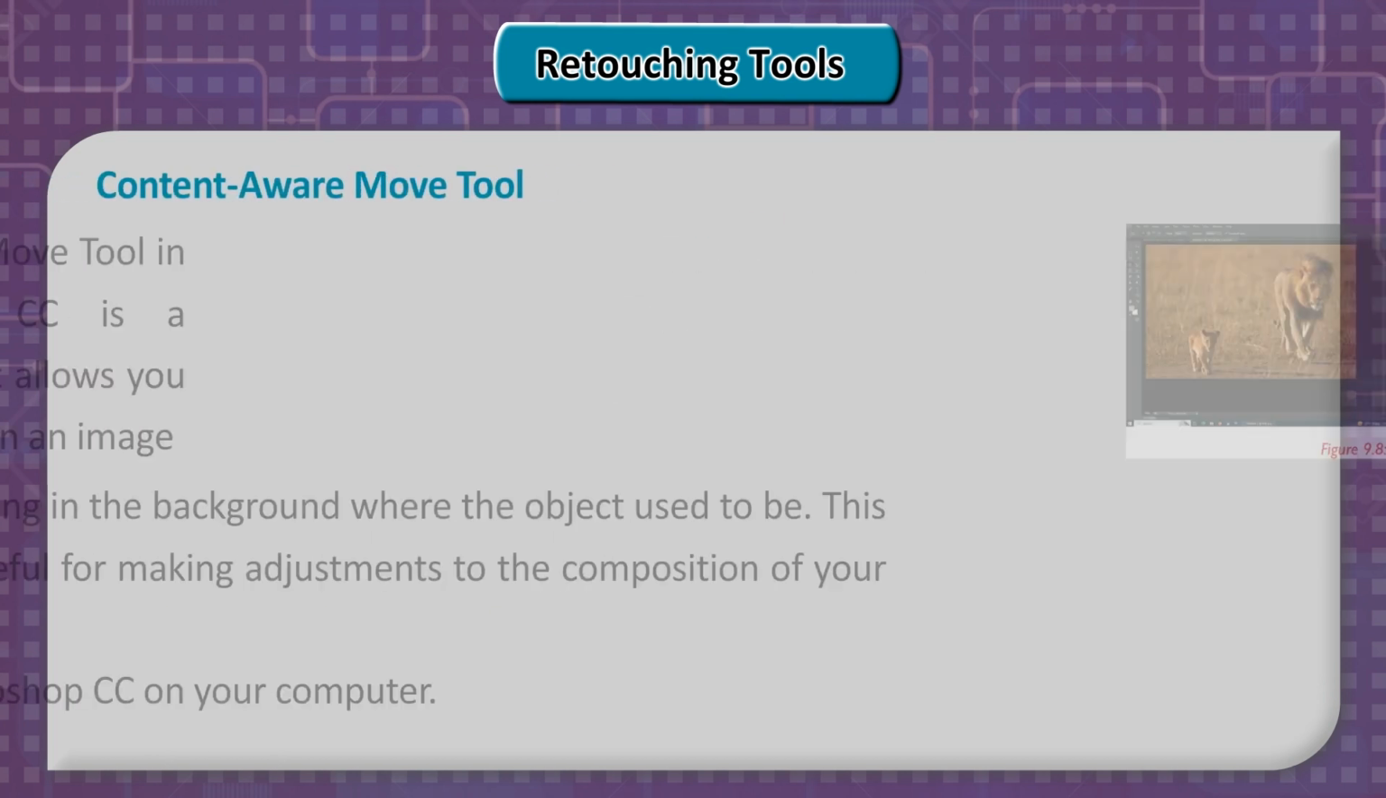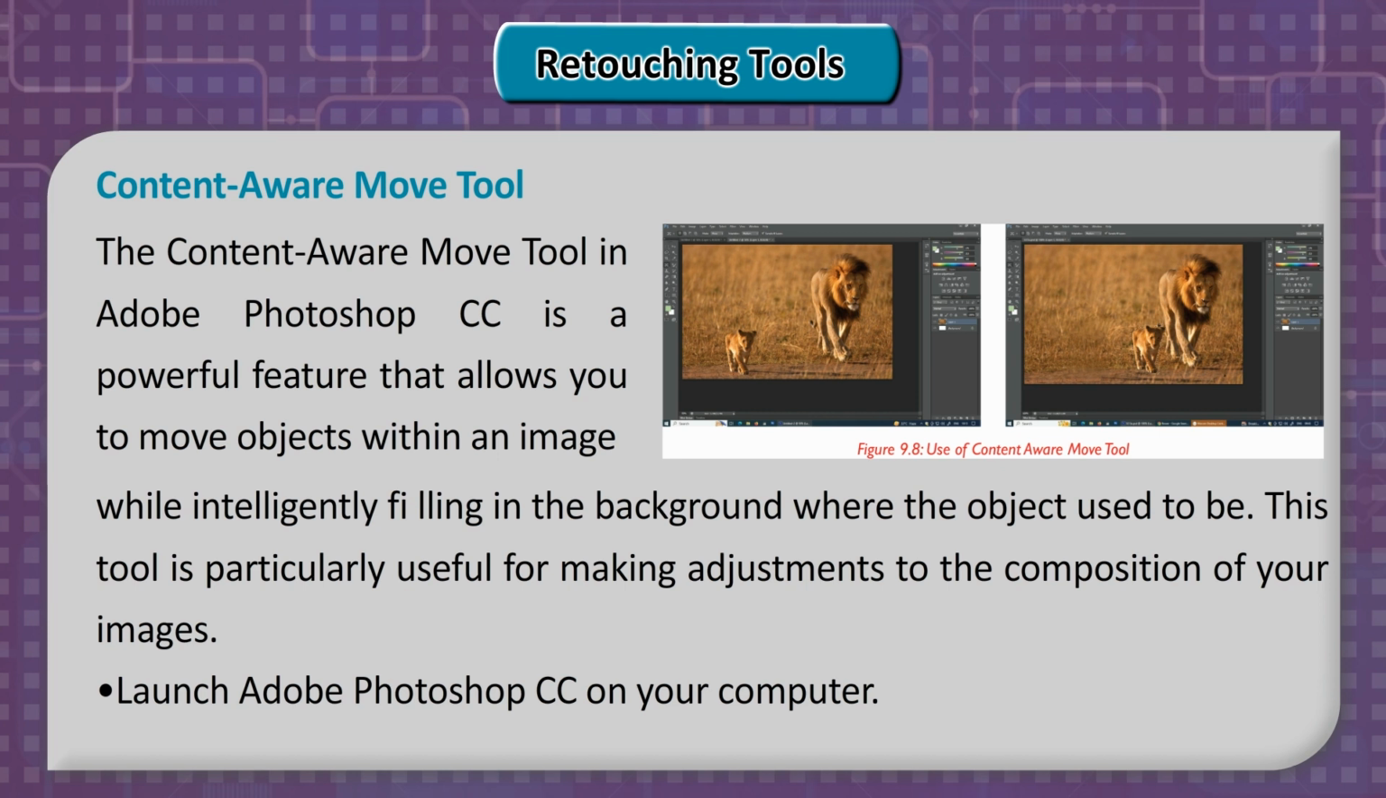Content-Aware Move Tool. The Content-Aware Move tool in Adobe Photoshop CC is a powerful feature that allows you to move objects within an image while intelligently filling in the background where the object used to be. This tool is particularly useful for making adjustments to the composition of your images.